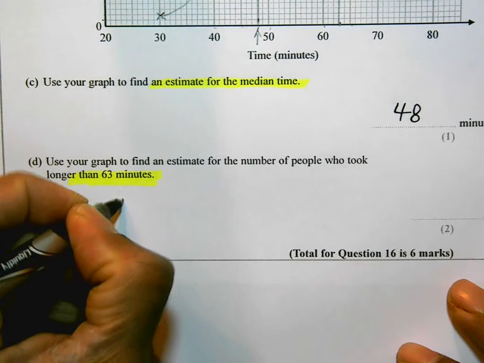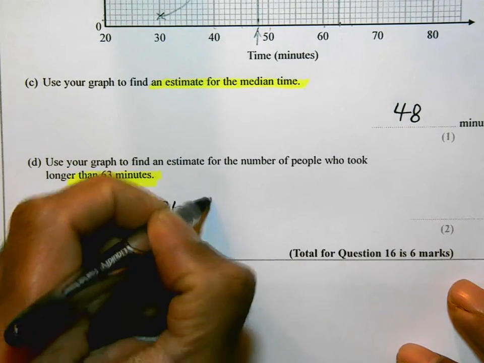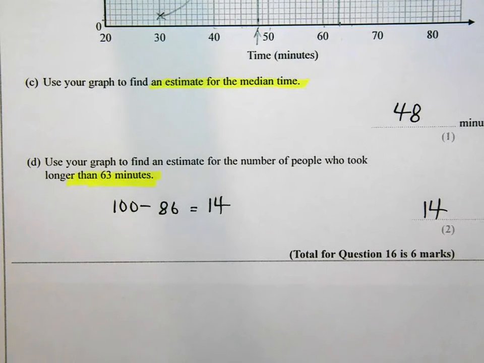100 take away 86, that's going to be 14. So my answer for part D is 14. 14 people took more than 63 minutes to actually do the fun run. Now this is a pretty straightforward and standard cumulative frequency question. Make sure you can do it. There's 6 marks up for grabs. Make sure you get them all.